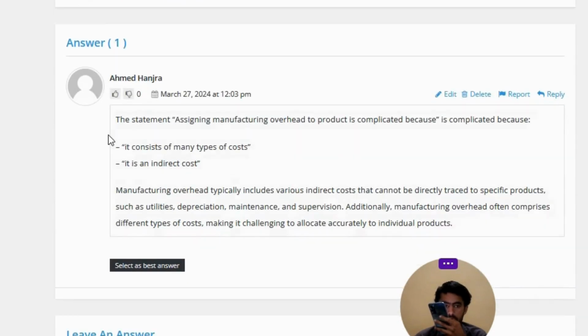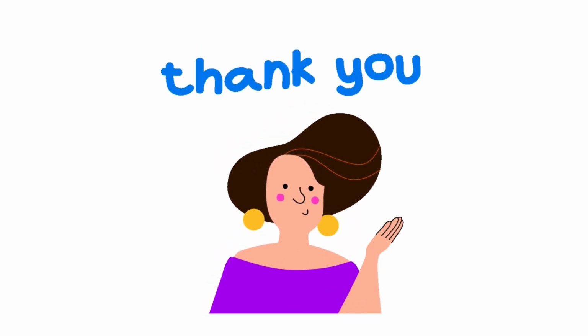The correct answer of the question. The statement assigning manufacturing overhead to product is complicated because it consists of many types of costs. It is an direct cost. Manufacturing overhead typically includes various indirect costs that cannot be directly traced to specific products, such as utilities, depreciation, maintenance, and supervision. Additionally, manufacturing overhead often comprises different types of costs, making it challenging to allocate accurately to individual products. So that's the correct answer of the question.